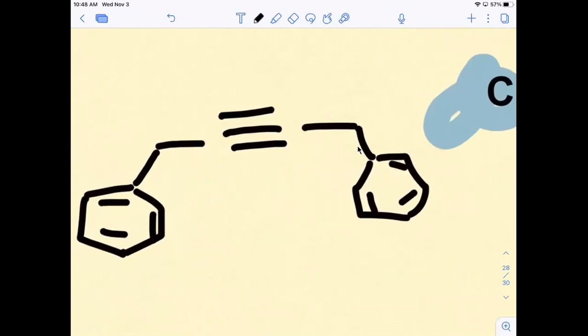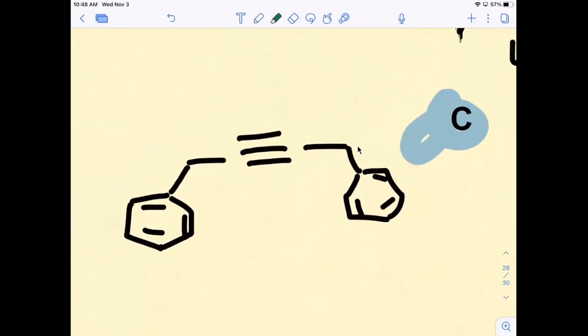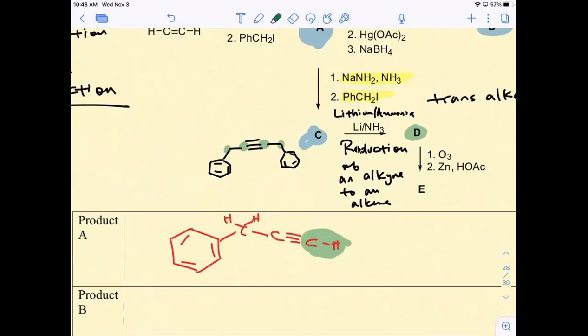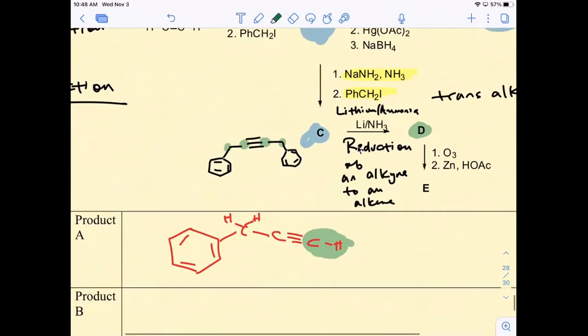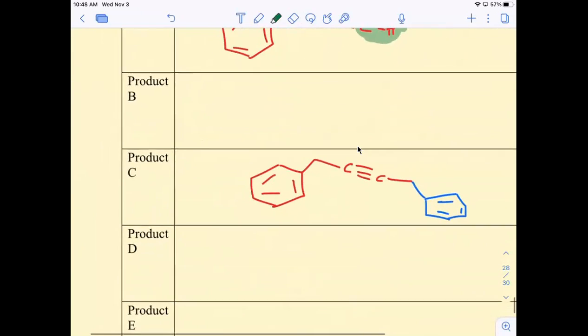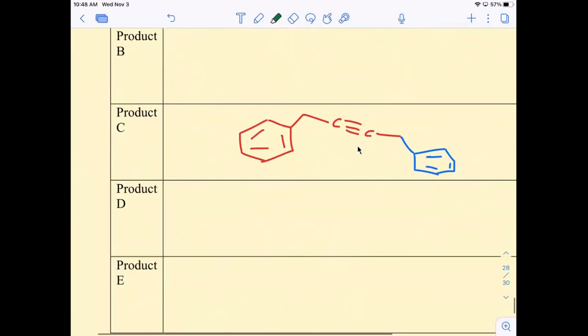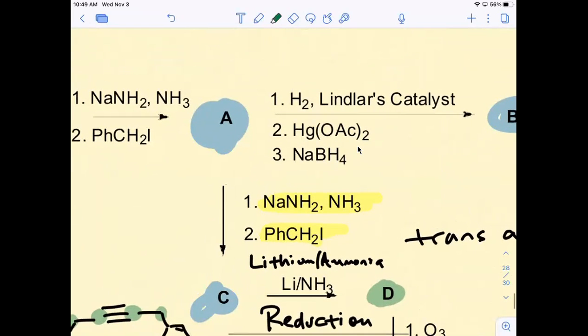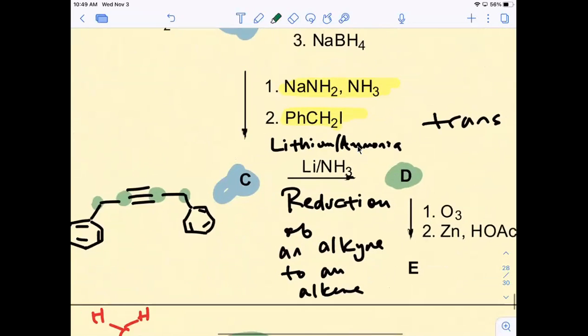Whenever you see an alkyne like this, don't panic. There's a carbon here and a carbon here, right? And then there's a carbon at each one of these vertices too, so don't panic. All right, so I want to treat this with lithium. This is C. We already said that down here. That's what we made when we took the product from the first reaction, which is A, and then treated it with a base followed by an electrophile, right? This is what we got.